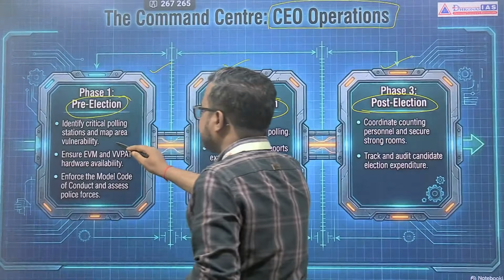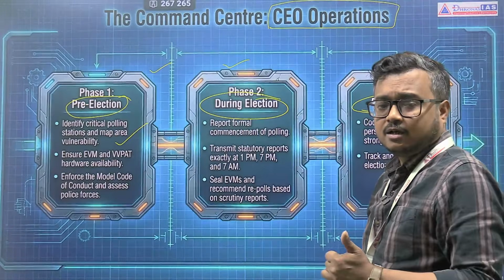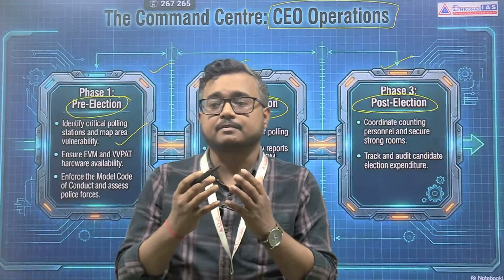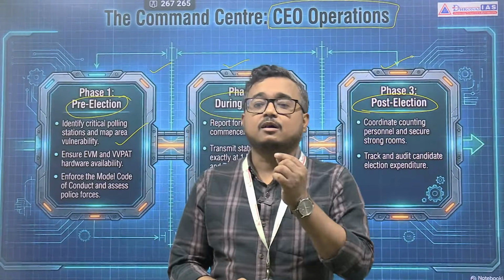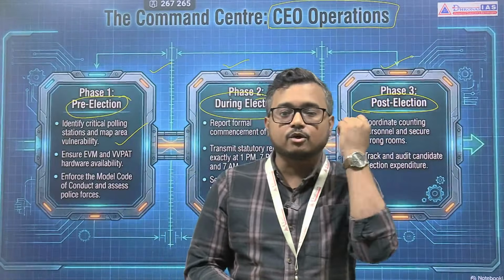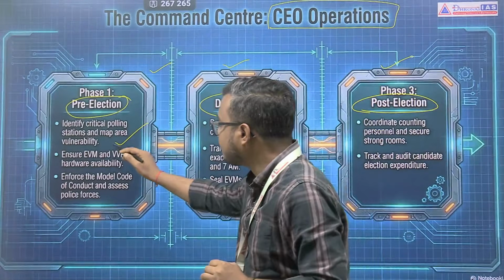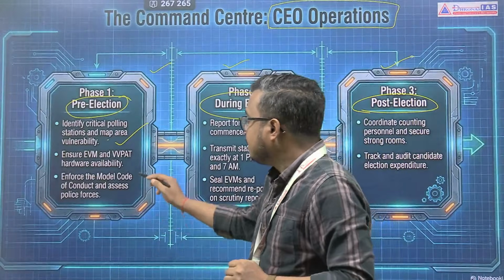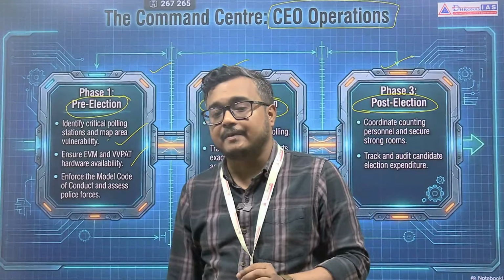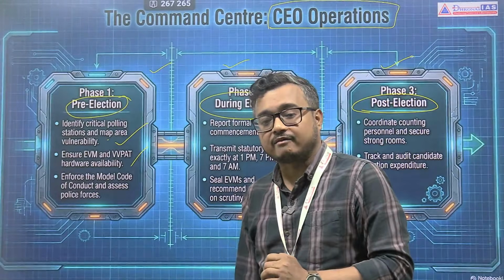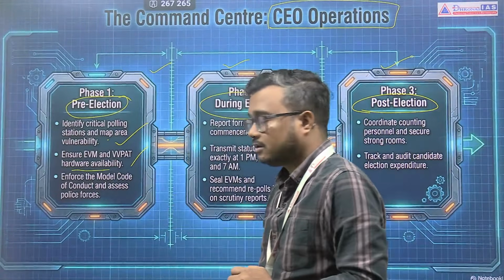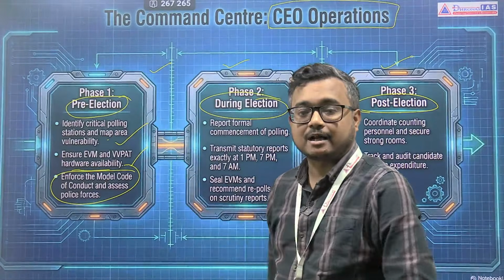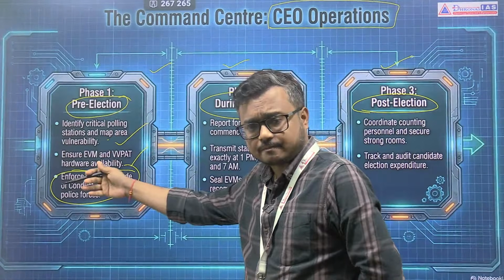In pre-election, obviously, you have to identify the vulnerability, where the chances of accidents or booth capturing or sensitive issues can occur. So you have to understand that. You have to map those areas, map those booths actually. You have to ensure that EVM and VVPAT, the digital security that we have, are available. And obviously, the model code of conduct, the ethical parameters that we have, that is pre-election.